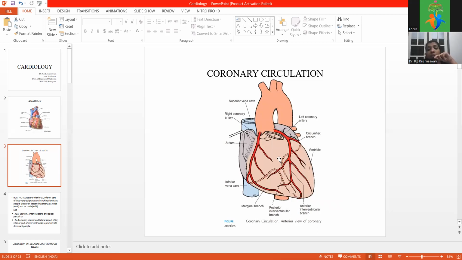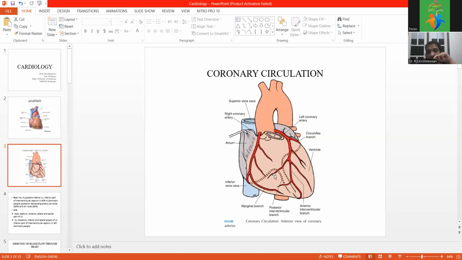So the coronary arteries arise from the root of the aorta. There are two coronary arteries: the right coronary artery, which supplies the right side of the heart, and the left coronary artery, which supplies the left side of the heart. Regarding the right coronary artery, it comes downwards and gives rise to the marginal branch and also the posterior interventricular branch. Be very careful. This is very, very important.